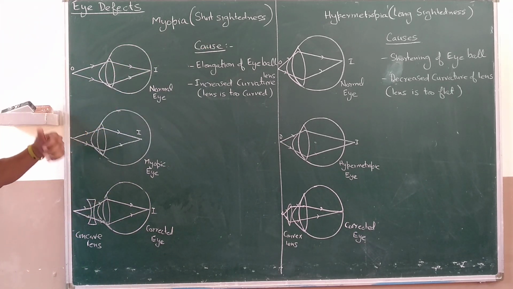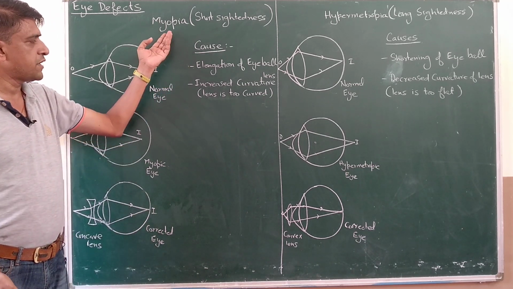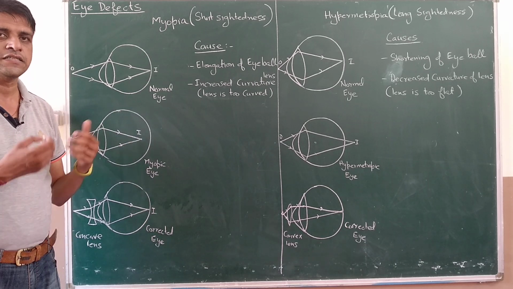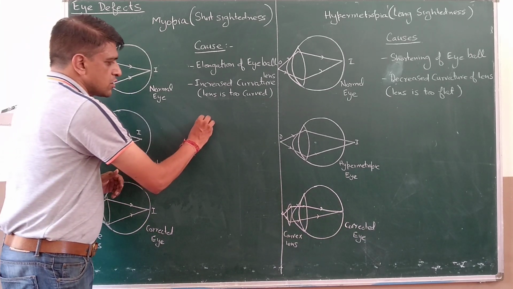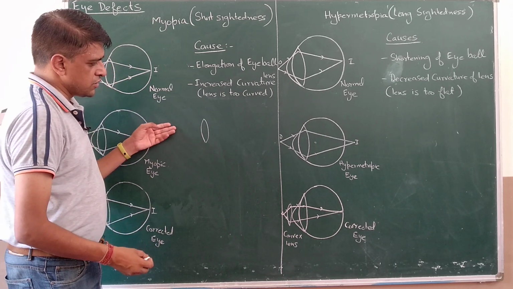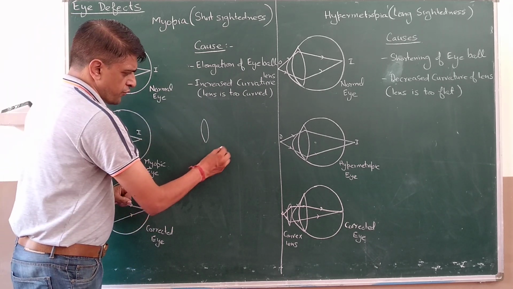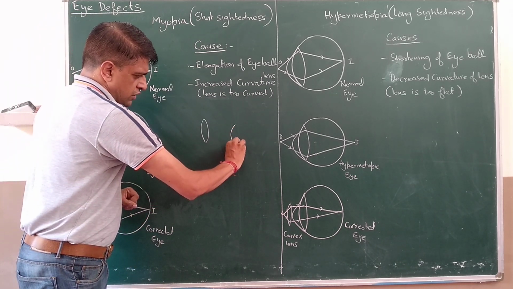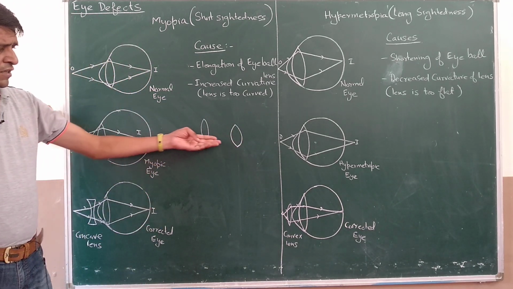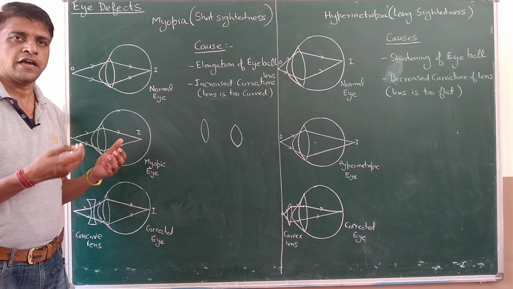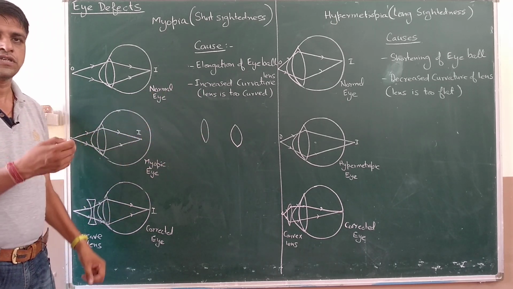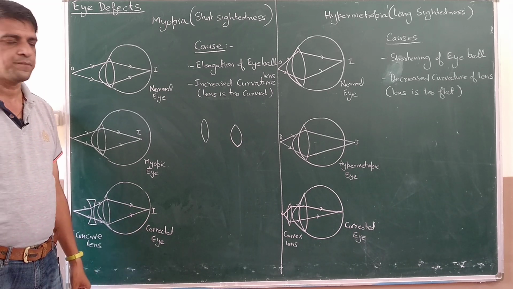Now the second reason for this particular defect is increased curvature of the lens. Suppose our normal curvature is this for this particular lens, but in case of the eye defect, the curvature gets increased. If the curvature increases, the focal length of the eye lens decreases, and that's why the person is not able to see the distant objects clearly.